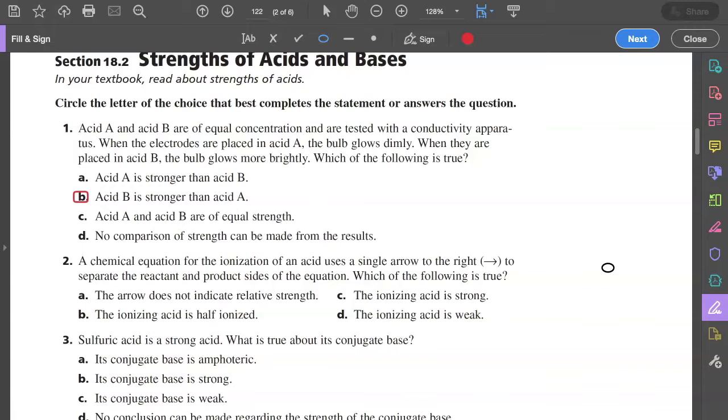Which of the following is true? Is it A, the arrow does not indicate relative strength, B, the ionizing acid is half ionized, C, the ionizing acid is strong, or D, the ionizing acid is weak? It's C, the ionizing acid is strong. Remember we said that for strong acids there is very little, if any, reverse reaction, and so therefore it's pretty much a forward reaction only.